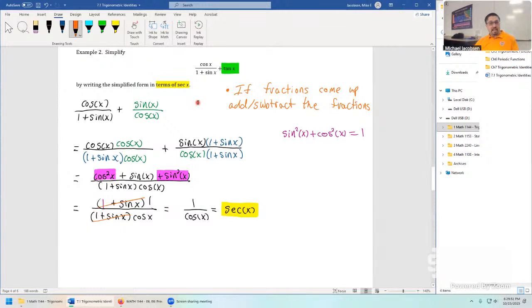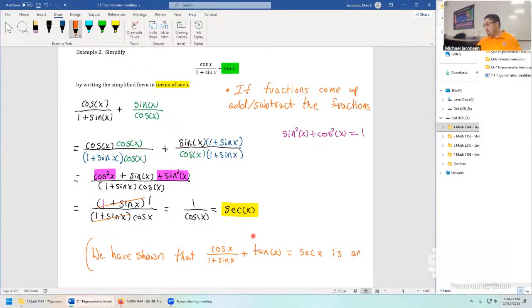But the big takeaway from this problem is that we've done the following. We have shown that cosine x over 1 plus sine x, plus tangent x, is just an extremely complicated way to write secant x. In other words, we have shown that this equation is an identity.